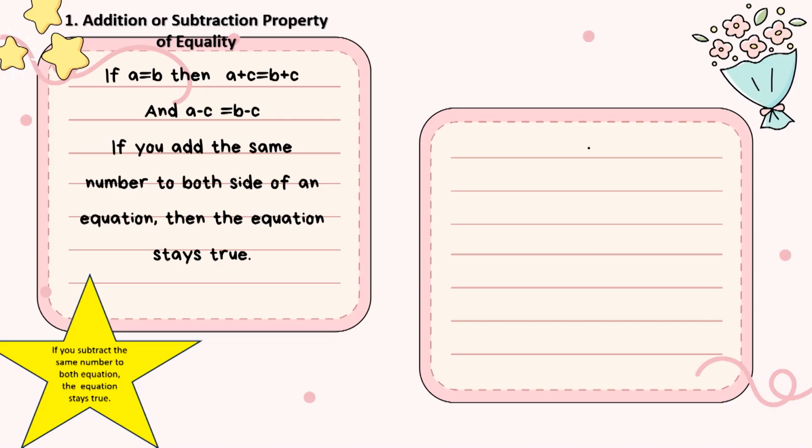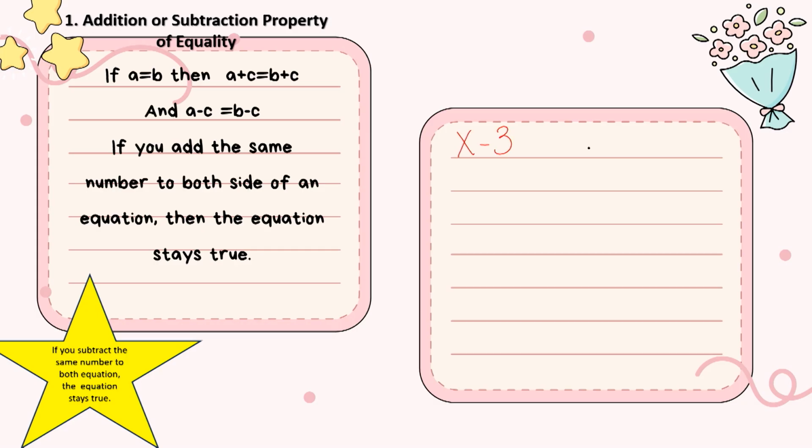The first property that you'll either want to put in some notes or on your properties notes page says the addition or subtraction property of equality. If A equals B, then A plus C equals B plus C, and A minus C equals B minus C. If you add the same number to both sides of an equation, then the equation stays true. If you subtract the same number from both sides, the equation stays true. So let's do a couple of examples just to make sure we're seeing this.